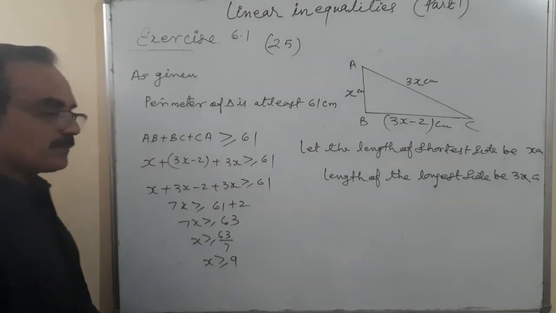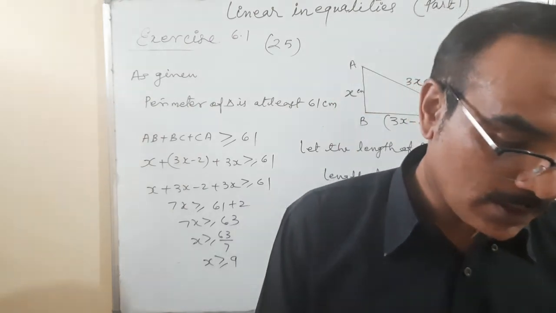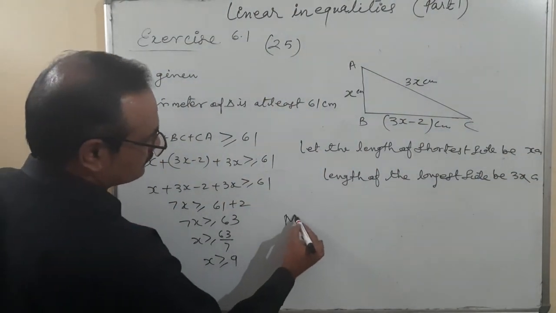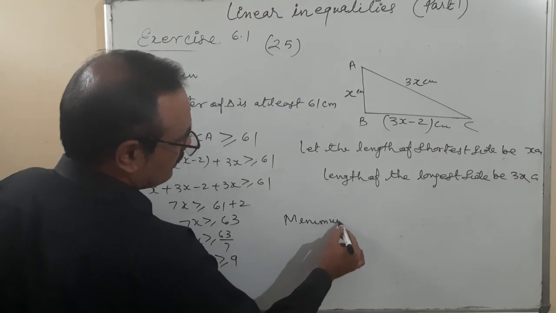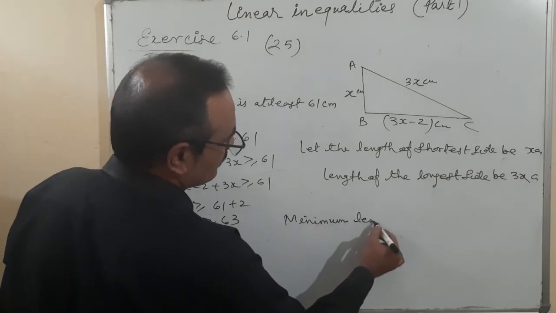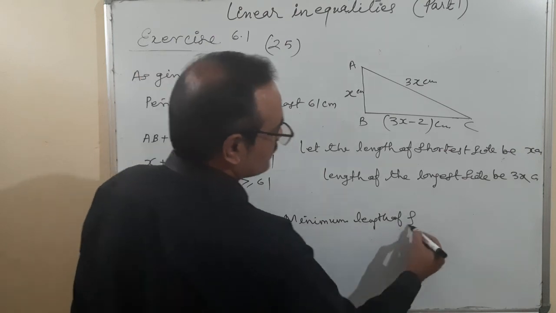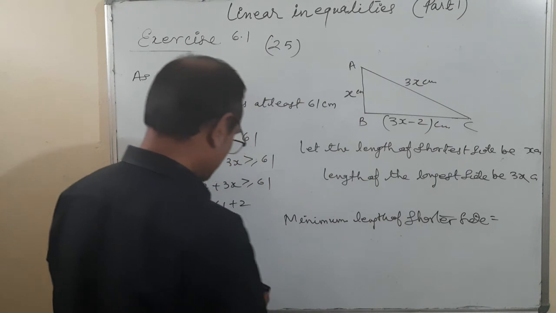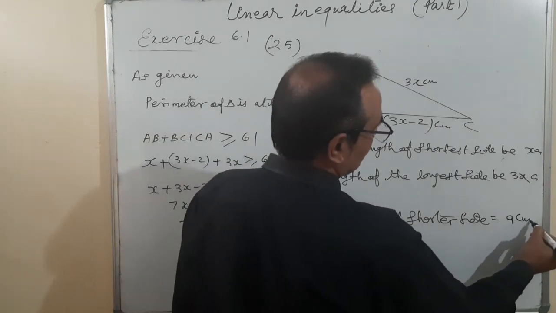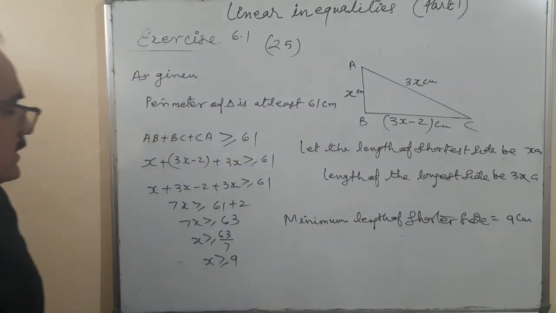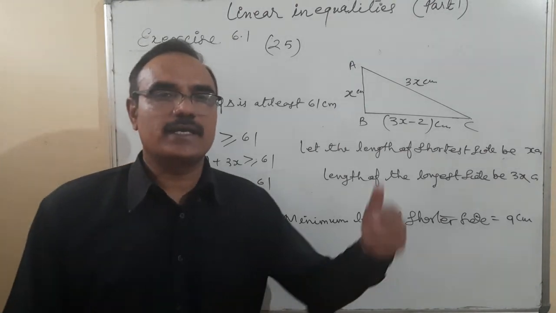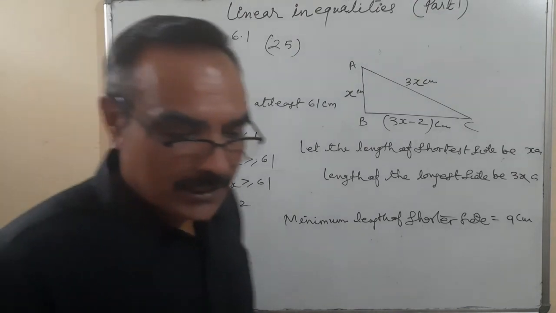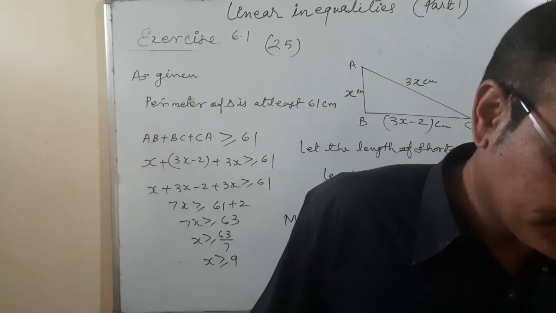What does it mean? The answer they are asking for is the minimum length of the shorter side. So the minimum length of the shorter side is equal to 9 centimeters. It should not be less than 9; 9 or more than 9 is possible. So that's all for these questions.